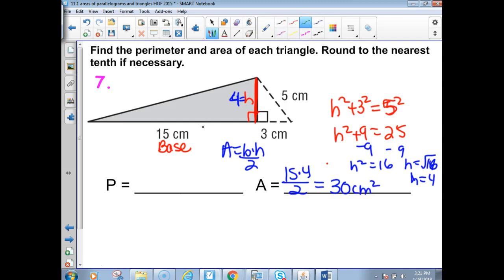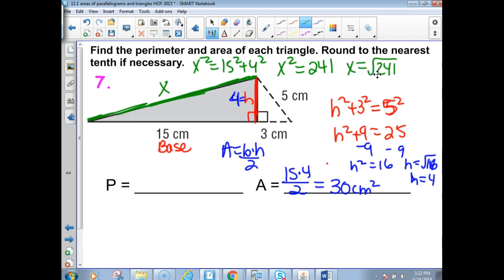Okay, next. I've got 4 for the height. I got 15 for the base of the triangle. I need its perimeter. I am missing a side still. And that is the hypotenuse of another right triangle. I know the legs. So I call this x, and x squared equals base 15 squared plus 4 squared. I am doing Pythagorean theorem yet again. x squared equals 225 plus 16. And that's 241. All right, find the square root of 241, and we'll be ready to do our perimeter.